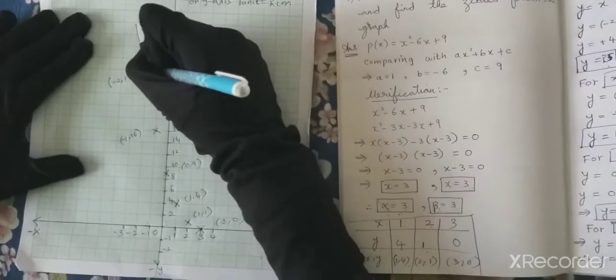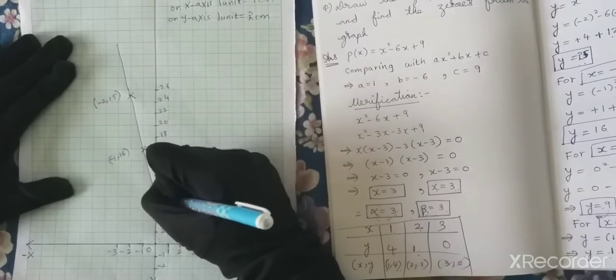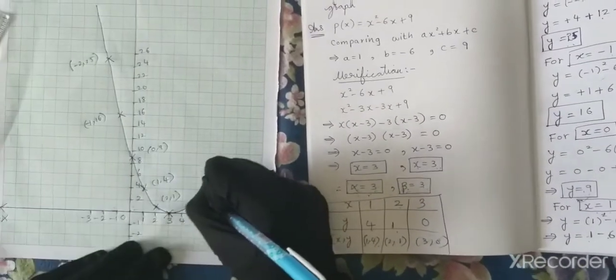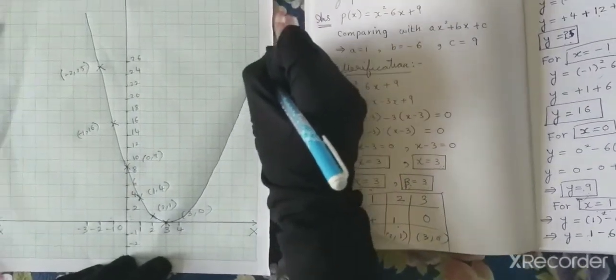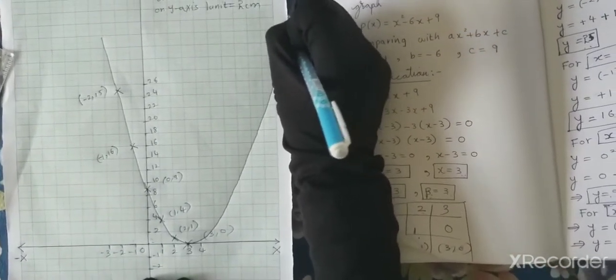So I am very carefully joining these points. And extending it this way, because always a parabola should be a U-shaped curve. Since it is pointing upwards, we started with upwards, I am pointing the arrow as upwards. And always write the equation on the graph. Is y is equals to x square minus 6x plus 9. Okay. And here in the question also I will write y is equals to x square minus 6x plus 9. This is my answer. Okay.